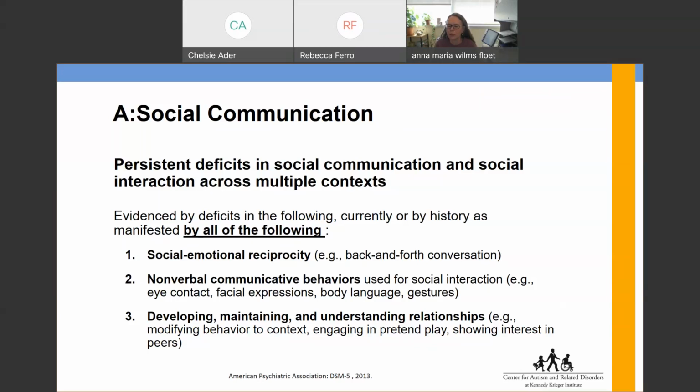How do children use nonverbal communication behaviors such as eye contact, use of facial expressions, body language, and gestures, and how do they integrate them when we observe them? And then the development, maintaining, and understanding of relationships. And this is obviously, as you can imagine, when we see toddlers, a different evaluation as opposed to when we see children, let's say in preschool or school age.